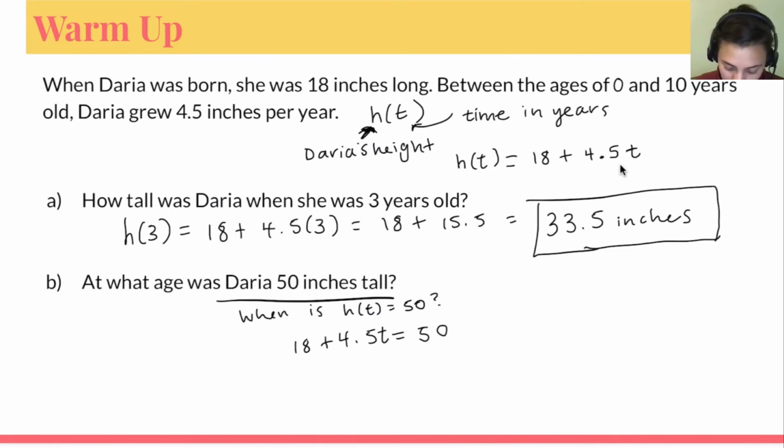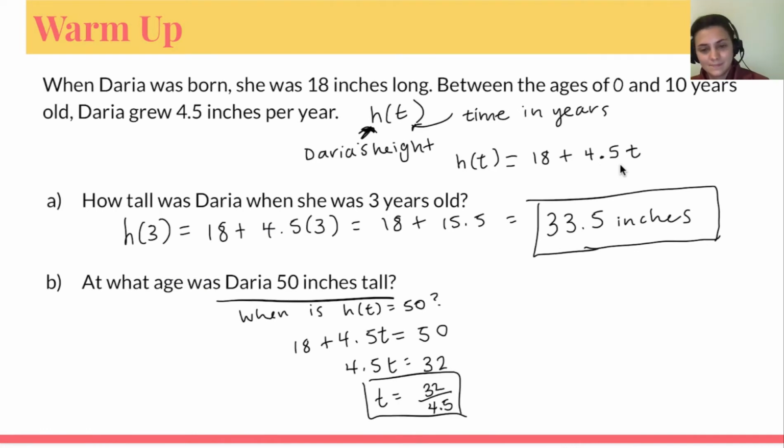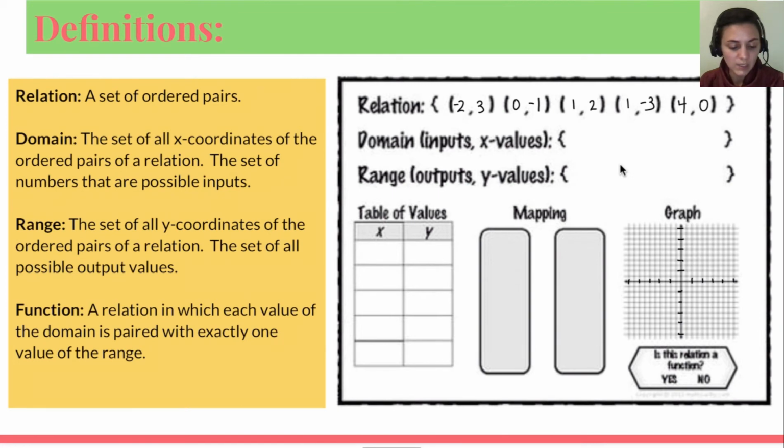So subtracting 18 from both sides, I get 32. So I'm just going to leave this as a fraction. Now I'll divide by 4.5, and I get t equals 32 divided by 4.5, like that. I could plug it into a calculator, but I won't.